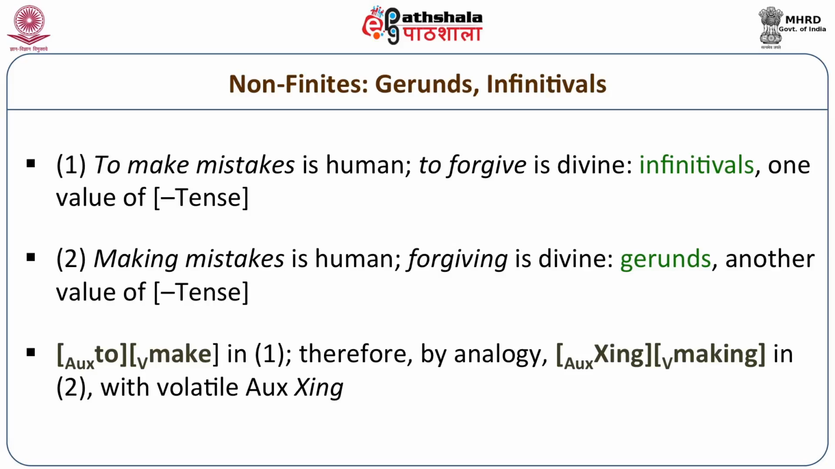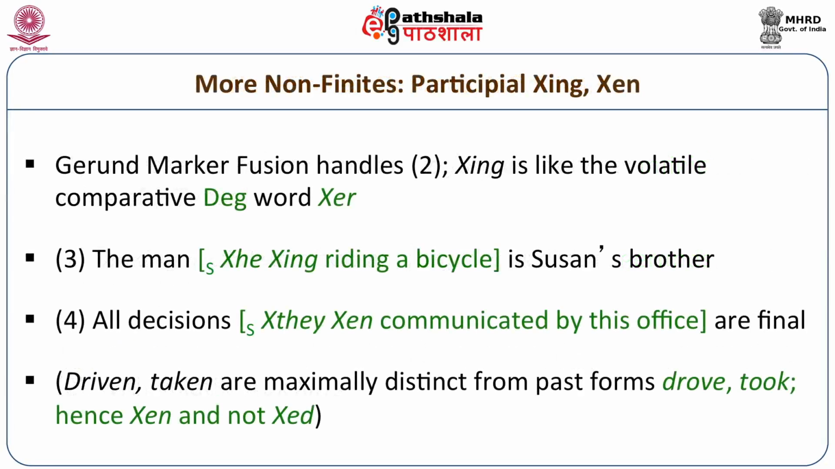Let us now move to participles, another type of non-finite clausal structure with corresponding non-finite material under the tense node. Consider sentence 3. The man riding a bicycle is Susan's brother. Riding a bicycle in the deep structure must have a subject of the clause co-referential with the man. The subject is the volatile X he. It must also have a volatile tense X ing, which will fuse into riding, leaving you only with riding in the surface structure.